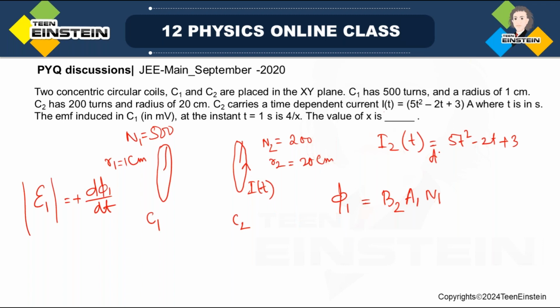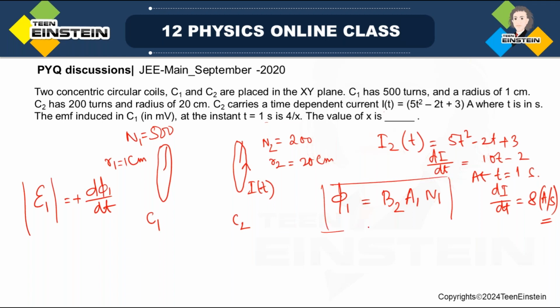So di/dt, what is this di/dt? This di/dt is actually 10t minus 2. At t is equal to 1, I have to find out what is the value of EMF. At t is equal to 1 second, what do we get for di/dt? We get di/dt to be equal to 8 ampere per second. Okay, this is given.